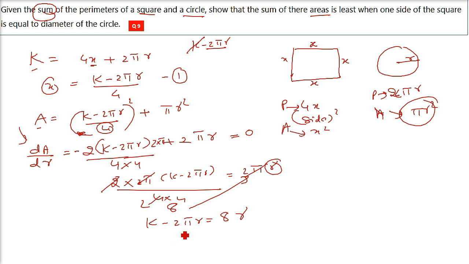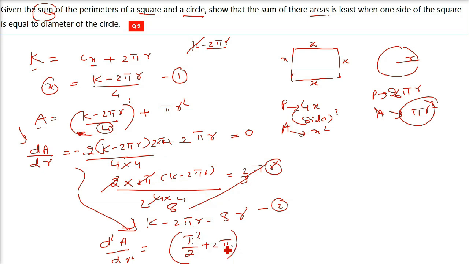And when we have this relationship, you can write k minus 2 pi r equals 8r, because we are going to reuse this equation number 2. I'm again differentiating, that is the double differentiation I'm completing now. I'm writing the final expression right now, because I am again reiterating, the differentiation is your responsibility, and I'm very confident that you'll be able to do it. Pi square by 2 plus 2 pi is positive, this cannot be negative at all. It is positive. That means you are going to get the minimum value.